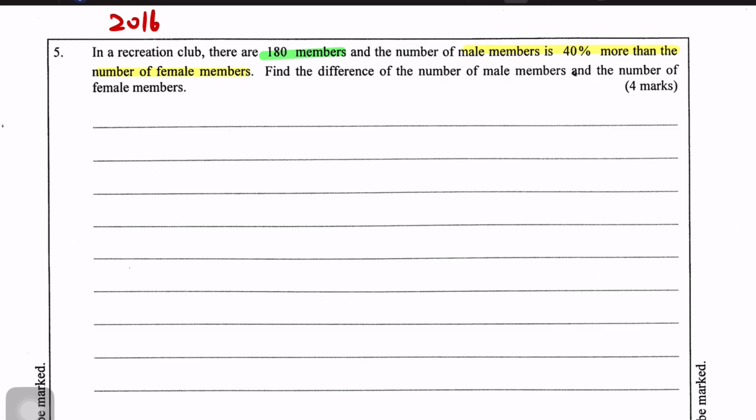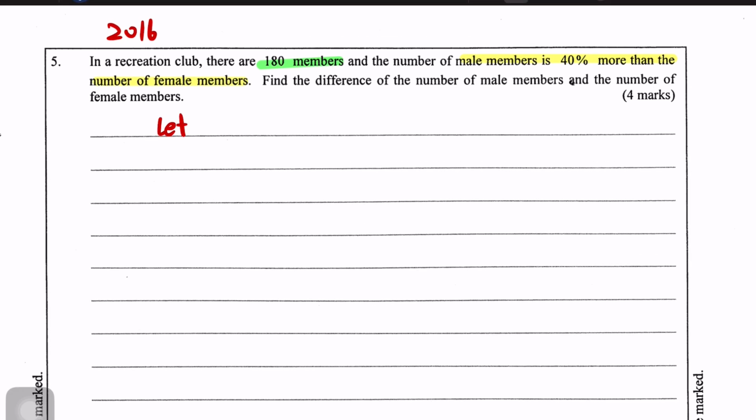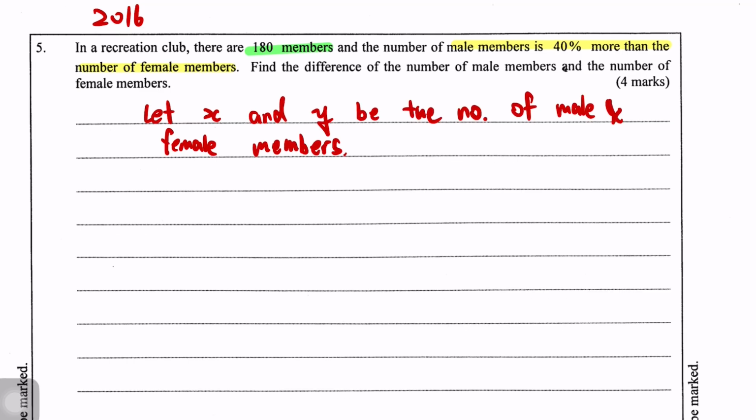So now, first step is to let the unknowns, okay? So in DSE, please remember you need to write the sentence, let X and Y. And then next step, the green line is telling you there are 180 members altogether, so X plus Y equals 180. And then "more than" means plus, right? Which one is more? The male members are 40% more than, so the male members should be more.